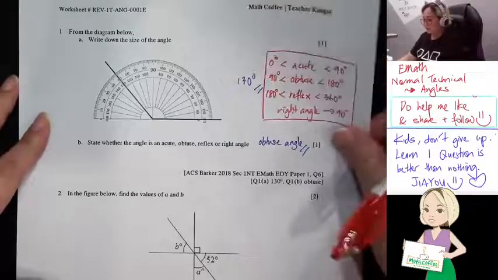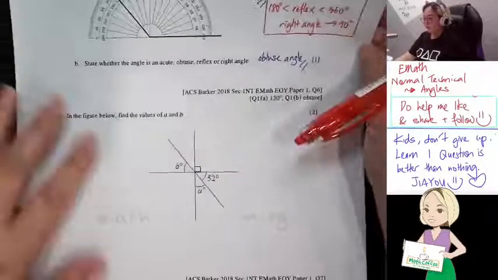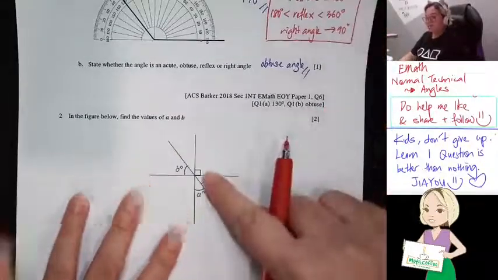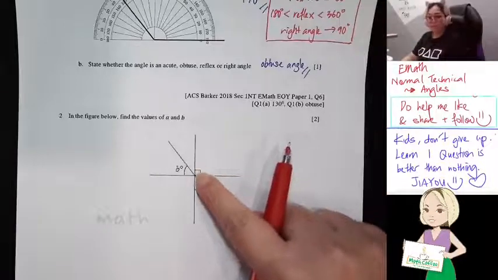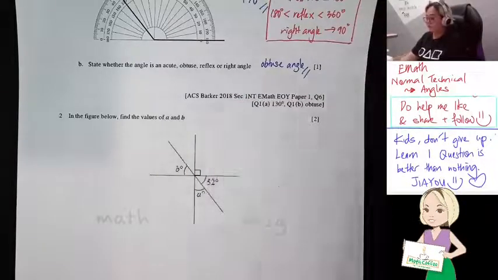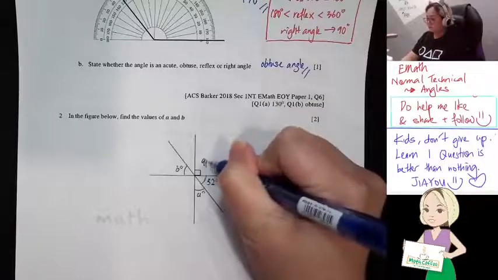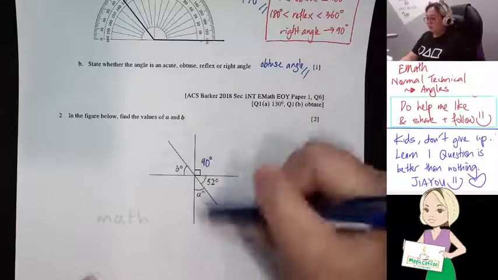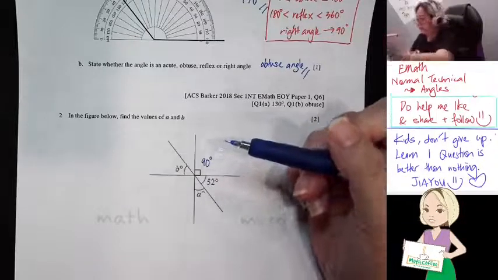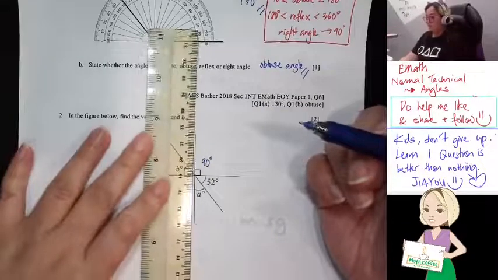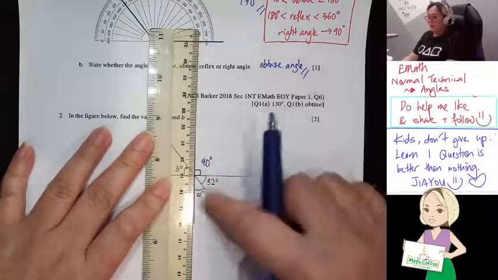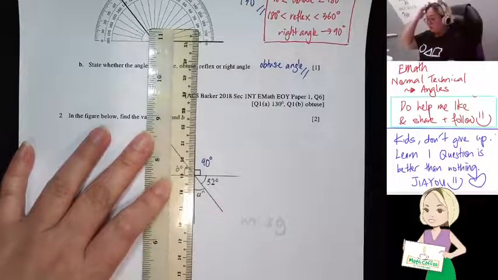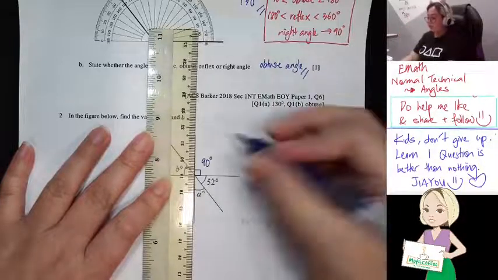Okay, let's move on. In the figure below, find the values of A and B. You must know how to recognize that this is 90 degrees. The first thing I'm going to do is write that this is 90 first. And you know that this is a straight line. Straight line angles add up together to give us 180 degrees. So I'm going to write and also state the properties. This is how you present.